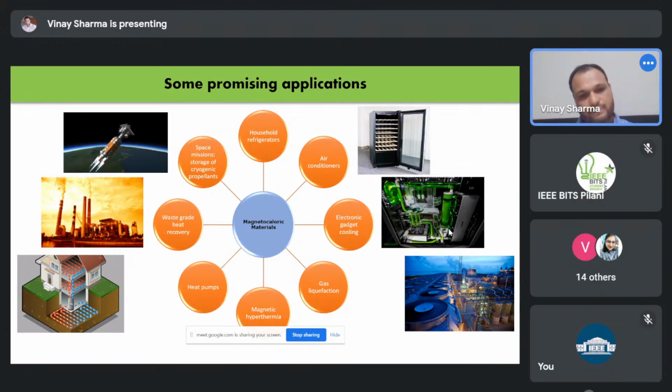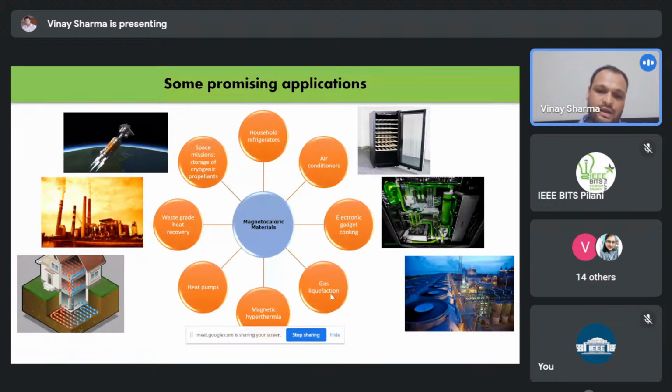We are working with Panasonic. We have worked with Philips on this. And recently we are working with the Public Utility Board in Singapore for cooling down their data centers using this technology. So this is one of the examples. Then gas liquefaction, these materials have already been used for this application.